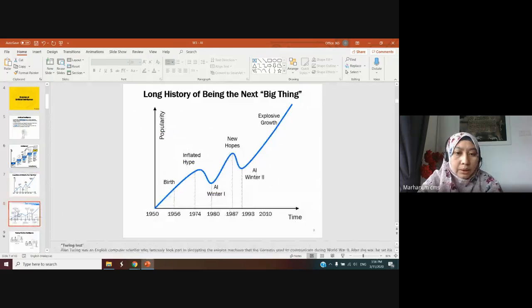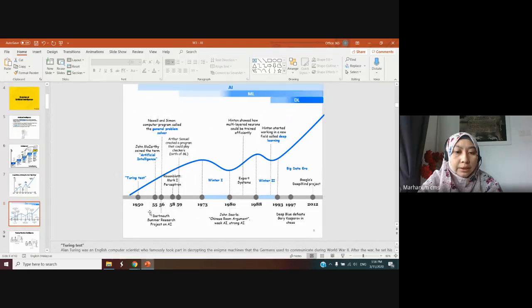So, the term artificial intelligence was introduced by John McCarthy in 1955, about 70 years ago. We only heard about AI these few years, maybe since 2016, 2015, we just heard about AI, but it was already coined or proposed by this expert, the computer scientist, in 1955 during a conference on artificial intelligence.